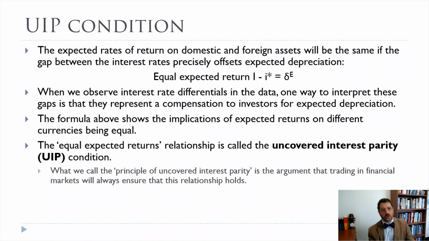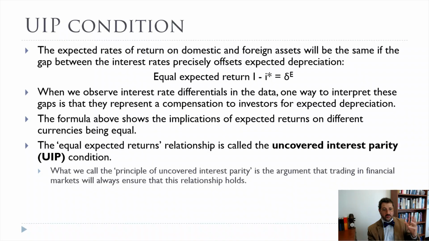So this is called the uncovered interest parity condition. Basically it's saying that the expected return, we could say the expected risk-adjusted return, has to be the same in different countries. So if we see different interest rates between countries, then we must know that there's some expected depreciation between those currencies.